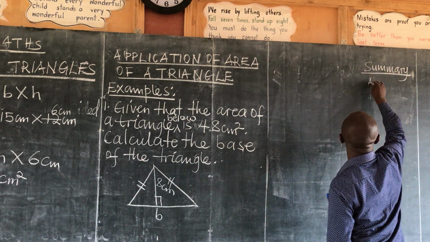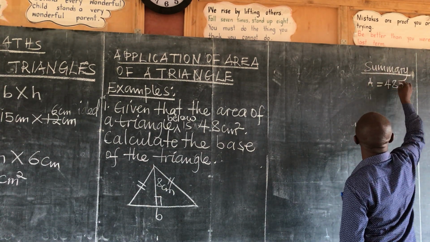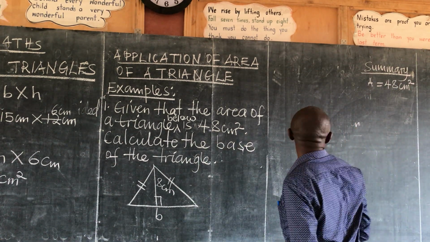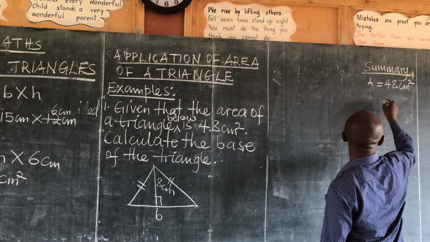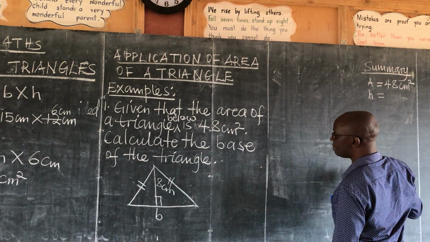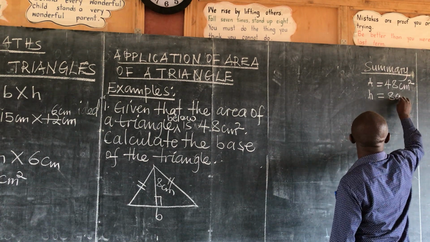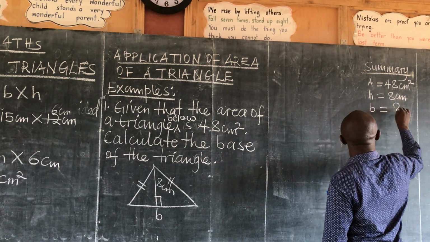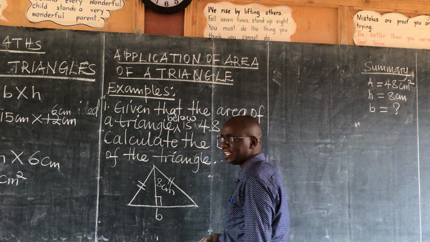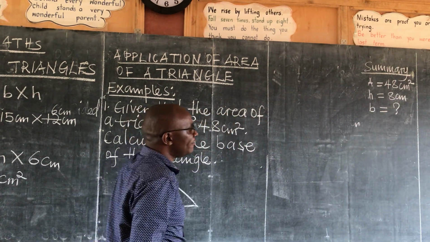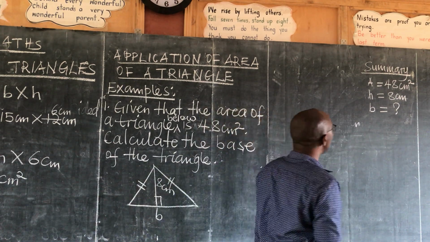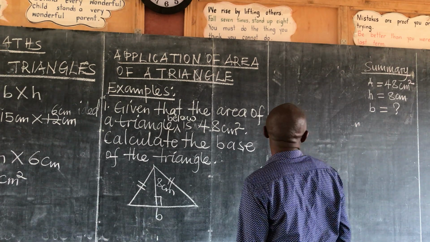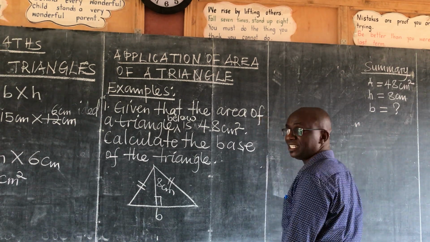They have given me the area. Area is 48 centimeters square. They have given me the height. The height is 8 centimeters. And the base is what they are asking for, or they have not given the base. So what do I have to do? I have to use the formula for finding area of a triangle to get the unknown base.